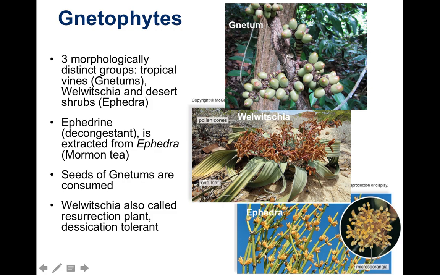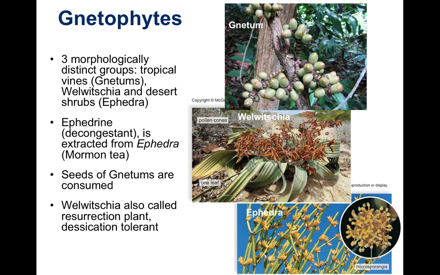This is called the Welwitschia. This is another group. These are found in desert locations. You see a lot of these in South Africa. They have these big, thick leaves, and you can see the pollen cones being borne on this Welwitschia. They're also called the resurrection plant because they're super desiccation tolerant. So they basically look like a dead, dried up old plant. But they're just dormant, and if you water them, they very quickly spring back to life and start looking green again.